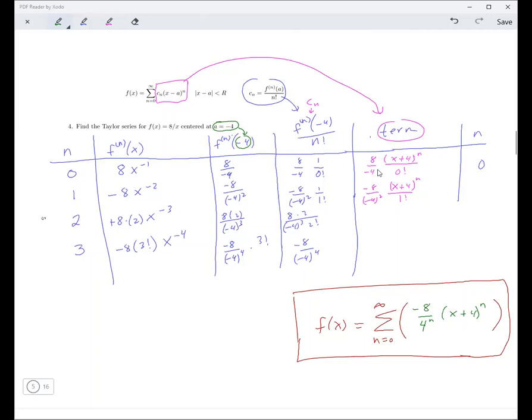Wait a minute, when n is 0, this is 1, and when n is 1, this is squared. Okay, so you can just add a plus 1 right there, and that should take care of that. Or if you wanted to, you could make this a negative 2 instead, and then 4 to the n. You could do that as well. That would also work. So let's do that, and then just check that it's going to work with all your terms.